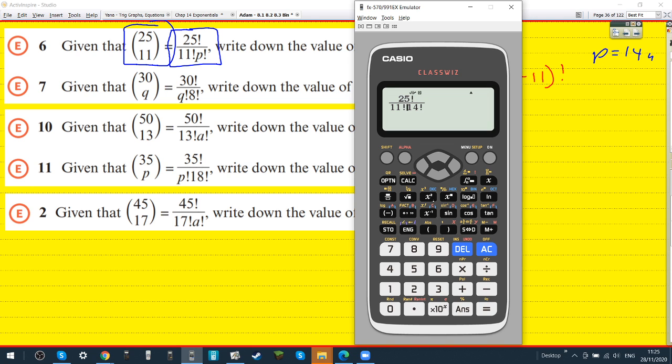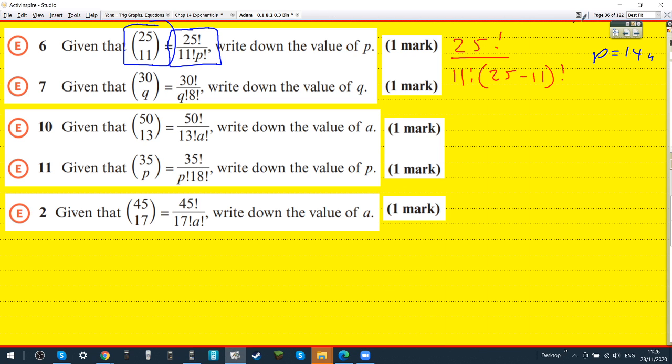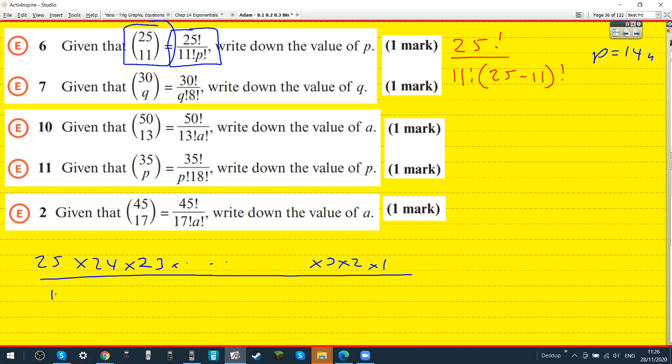Why would you times? Yeah, same number. And so I used to teach this. It's long. It's where 25 choose 11 comes from. A very, very long way of writing it would be 25 times 24 times 23, all the way down to 3 times 2 times 1. Then you have the other one, which would be like 11 times 10 times 9, that's 3 times 2 times 1.